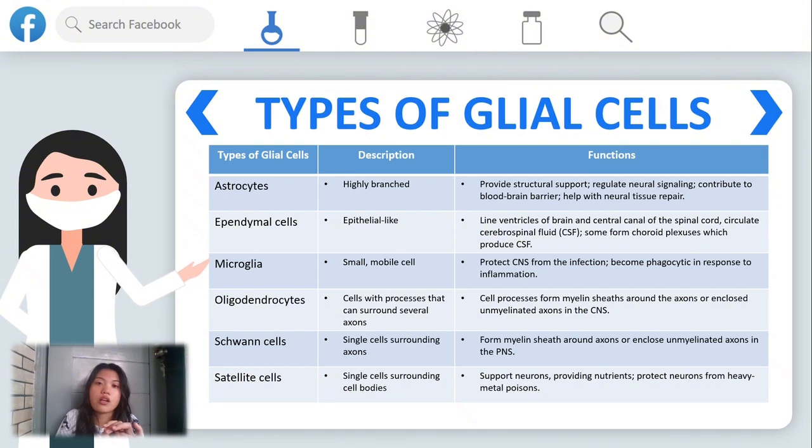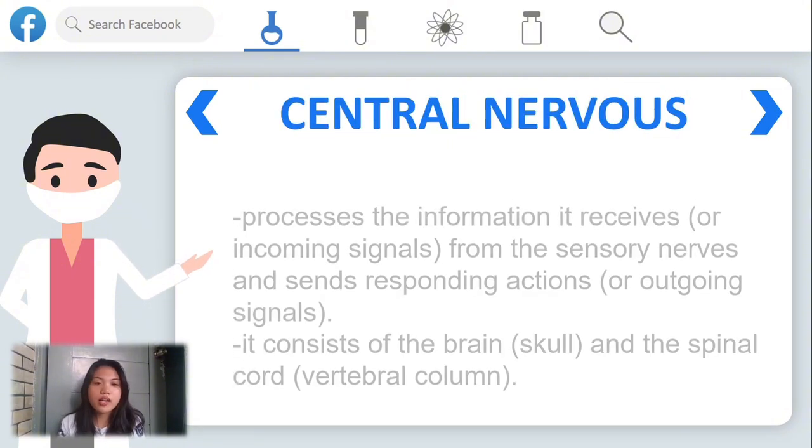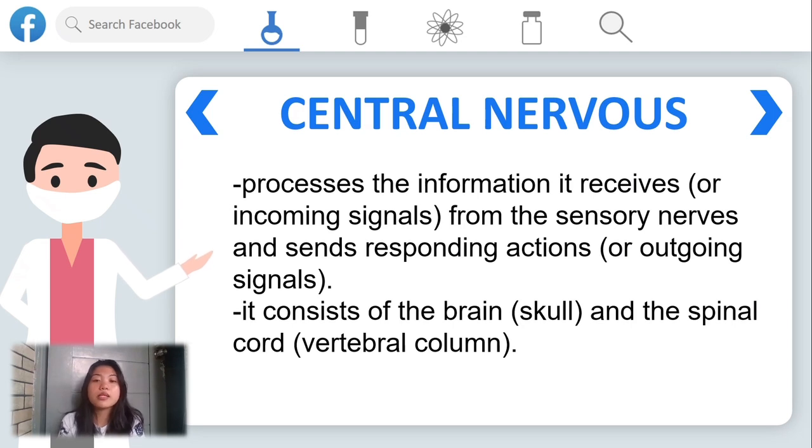So earlier we mentioned that there are two major divisions of the nervous system. These are the central nervous system and the peripheral nervous system. So let's define first the central nervous system. The central nervous system is the command center of the entire body. All the information gathered by the sensory receptors is delivered to the central nervous system in the form of nerve impulses. It processes the information and responds by sending nerve impulses to the motor nerves and peripheral nervous system.